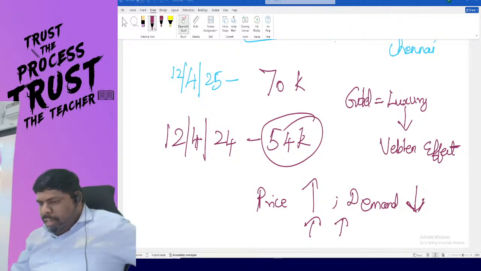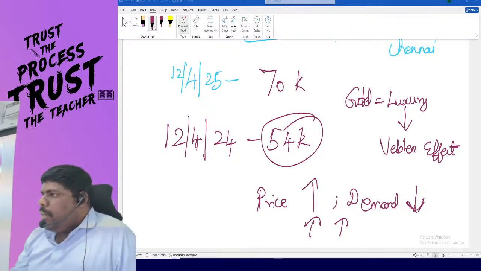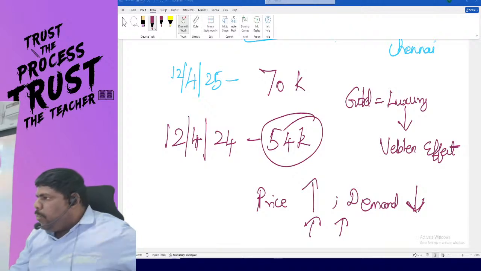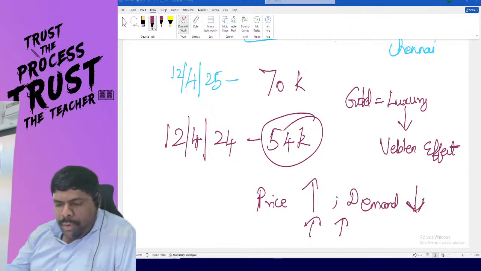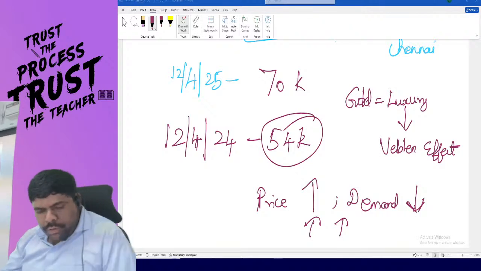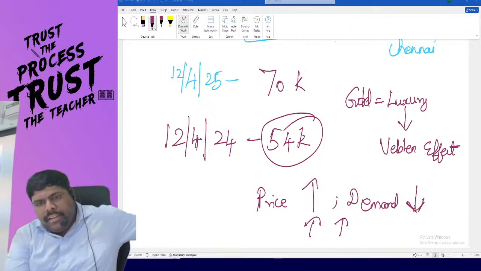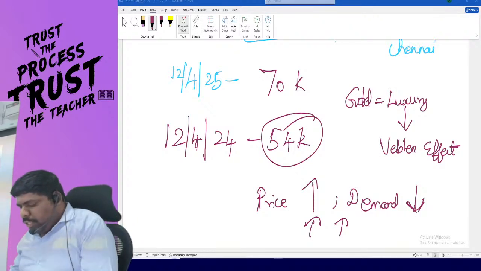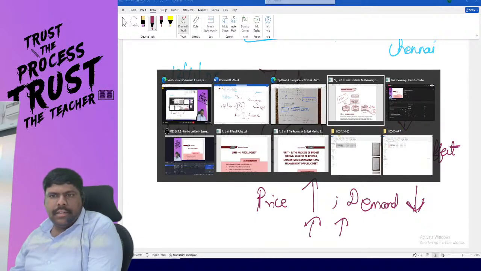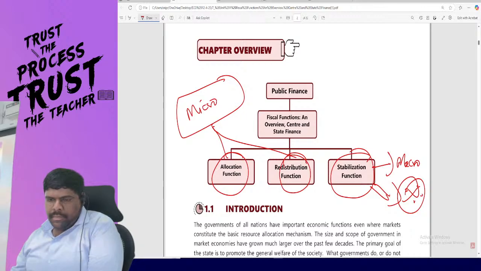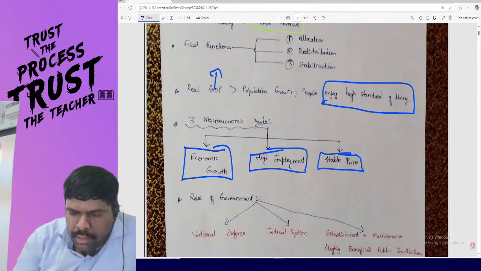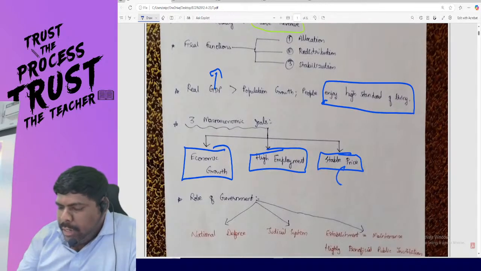But a government cannot simply see that the price might increase. Since it is necessary, we cannot reduce this. Every government has a role to play. So what should the government do? They should be making rules to ensure this price has to be stable. Okay, so this is one major area which has to be addressed.